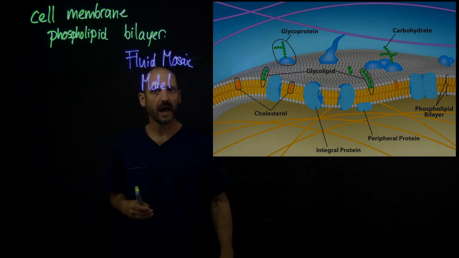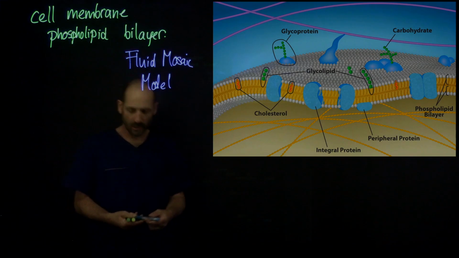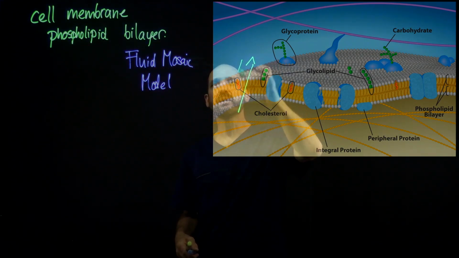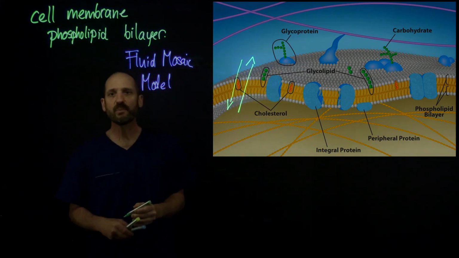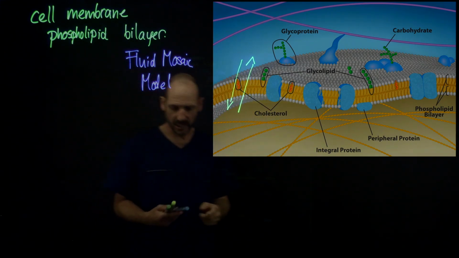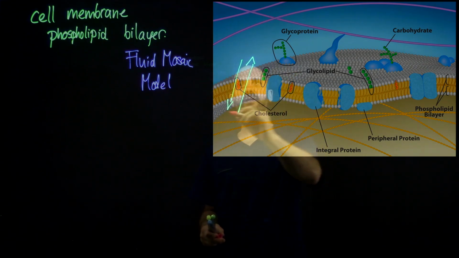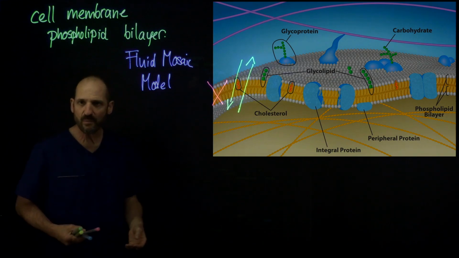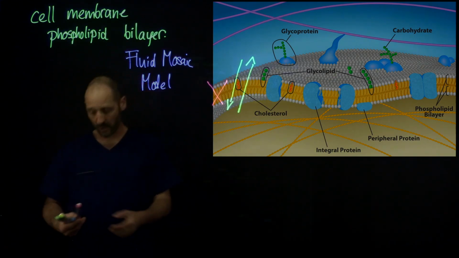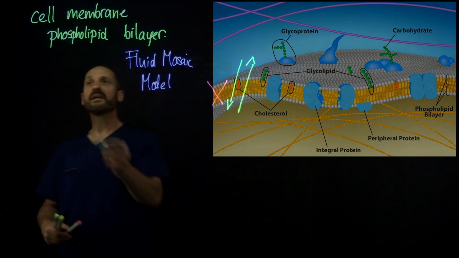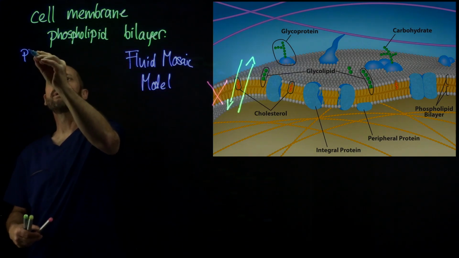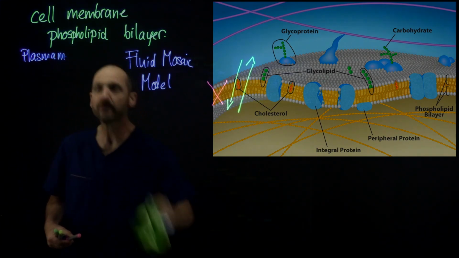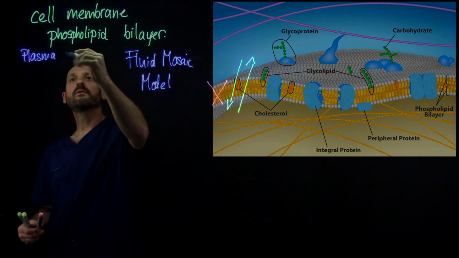Only water-repelling, hydrophobic, or lipid-based molecules can cross through this cell membrane and go in or out. But water-based, or hydrophilic, molecules are not allowed to do that, so they will be crossed out right here. The cell membrane is also known as the plasma membrane. Plasma membrane.